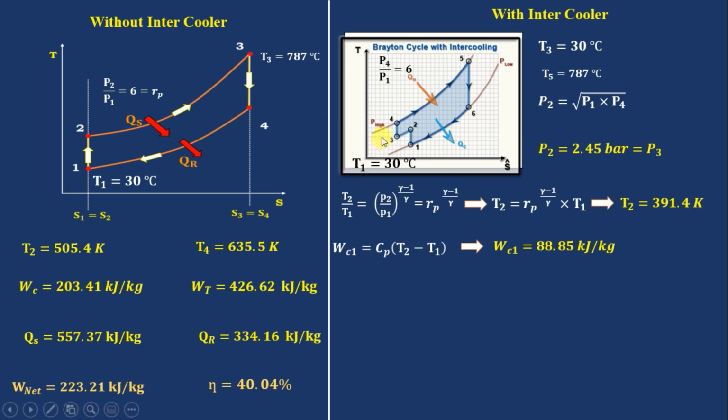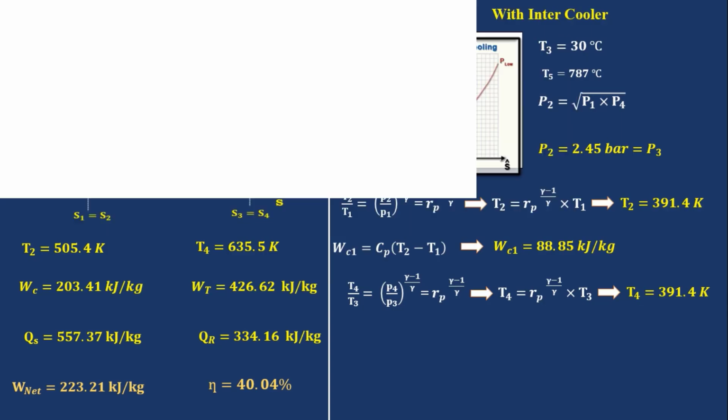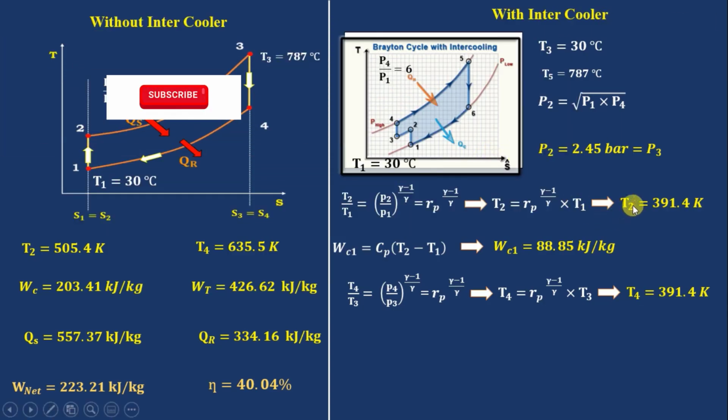Next you will see the second compressor, that is 3 to 4. From the isentropic relation, T4 divided by T3 is equal to P4 divided by P3 whole power gamma minus 1 divided by gamma. We know P4 is 6, P3 is nothing but 2.45. So T4 can be written as Rp whole power gamma minus 1 divided by gamma into T3, because Rp is the same as it is a perfect intercooler. Then T4 becomes 391.4 Kelvin. If it is a perfect intercooler, T2 and T4 will always be the same.